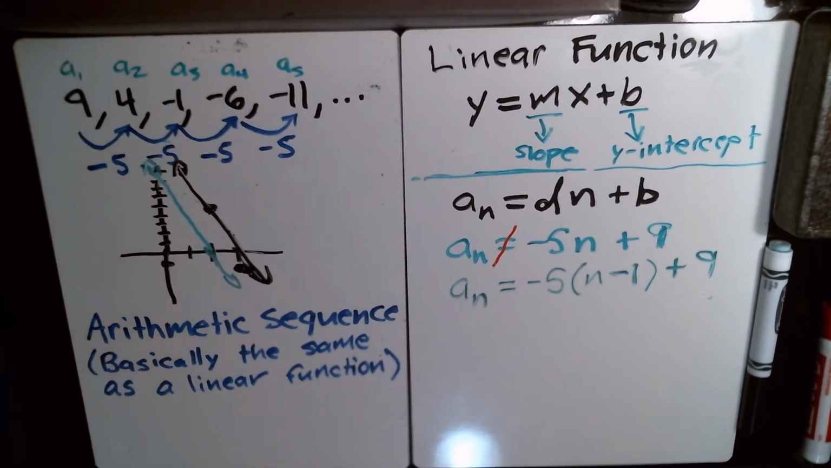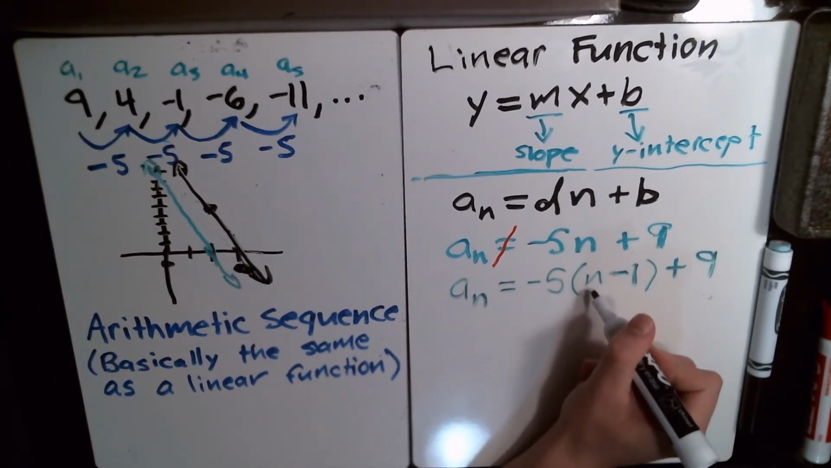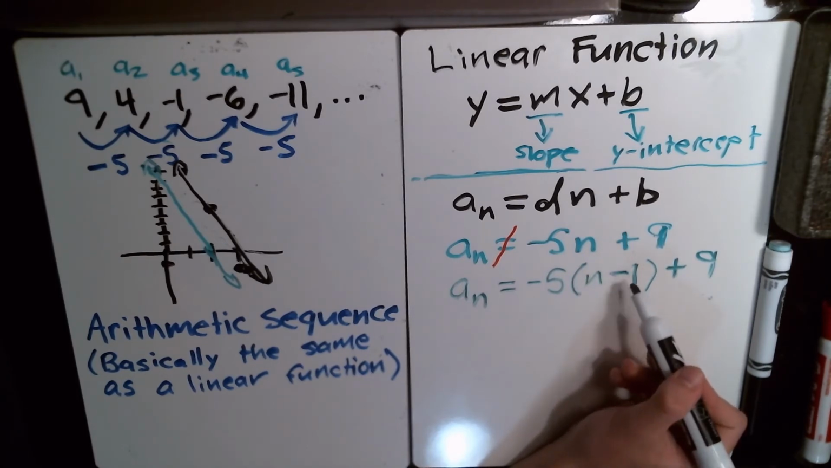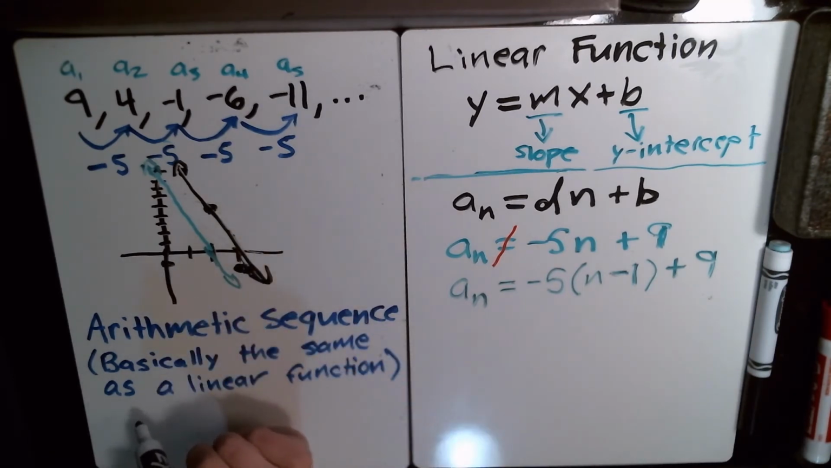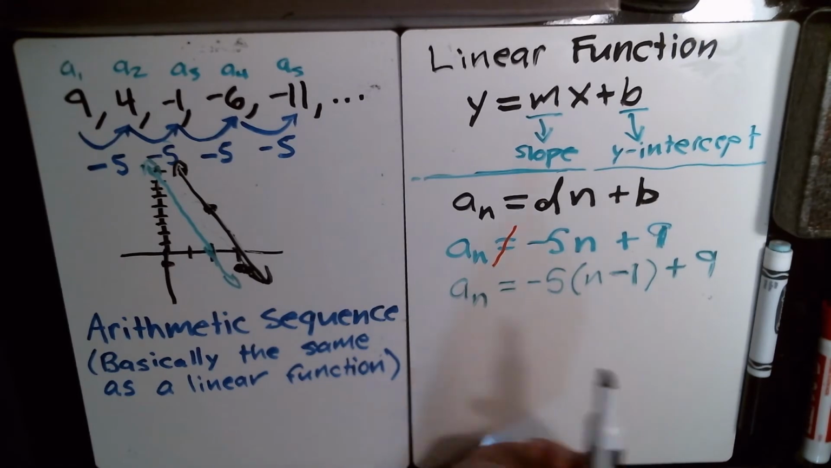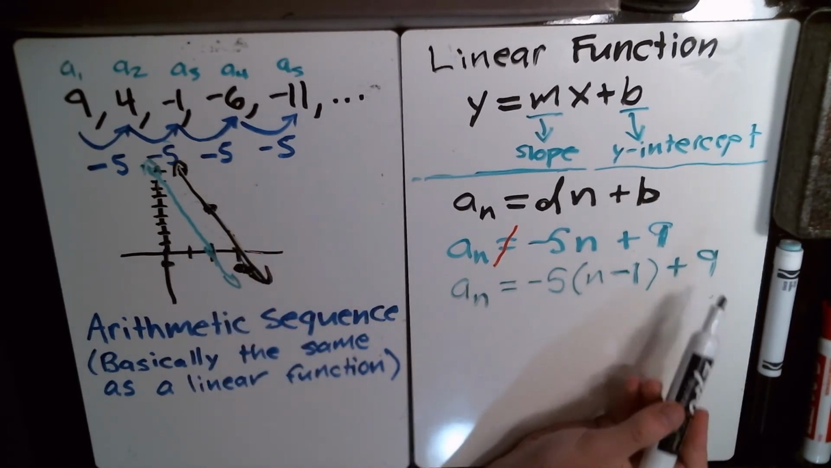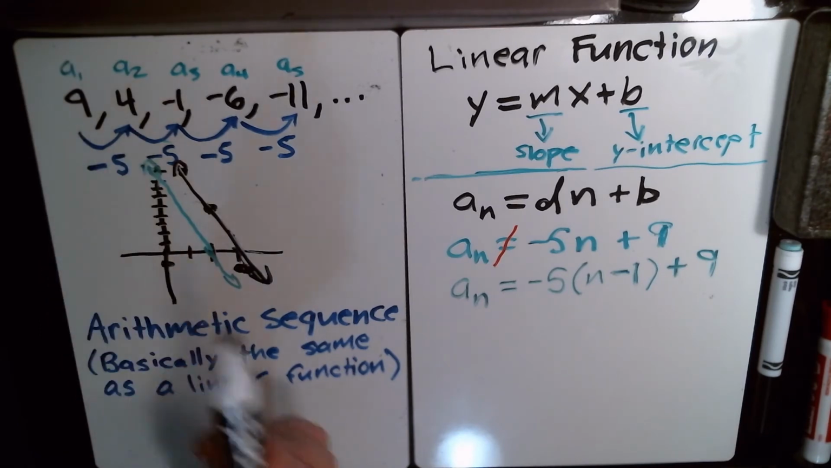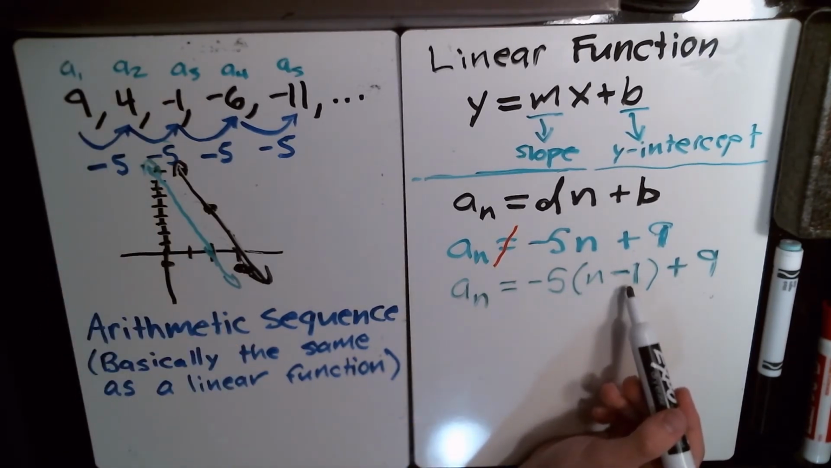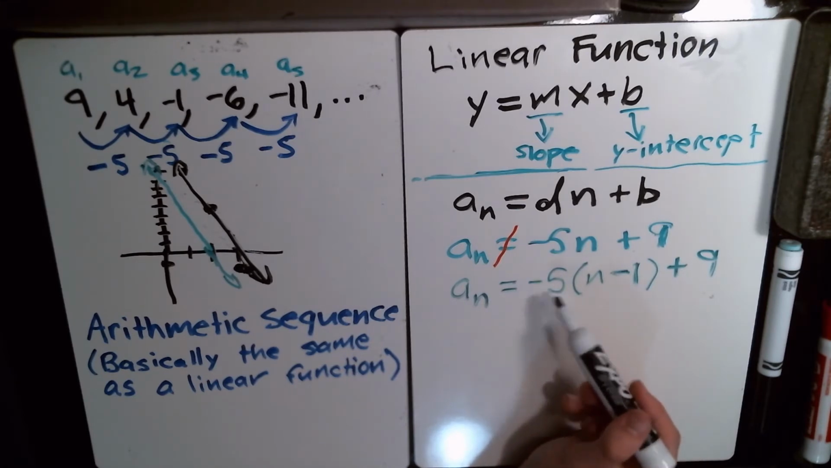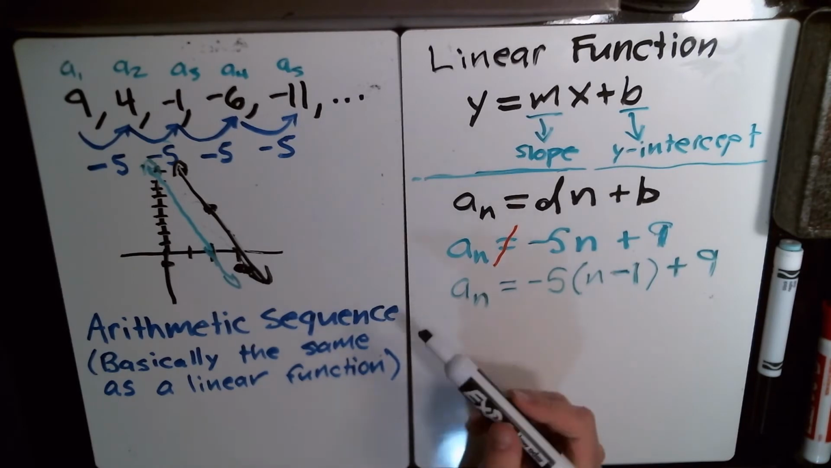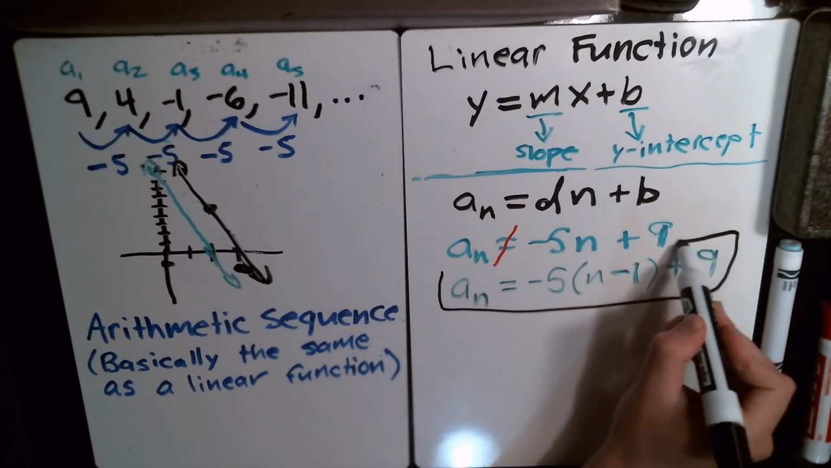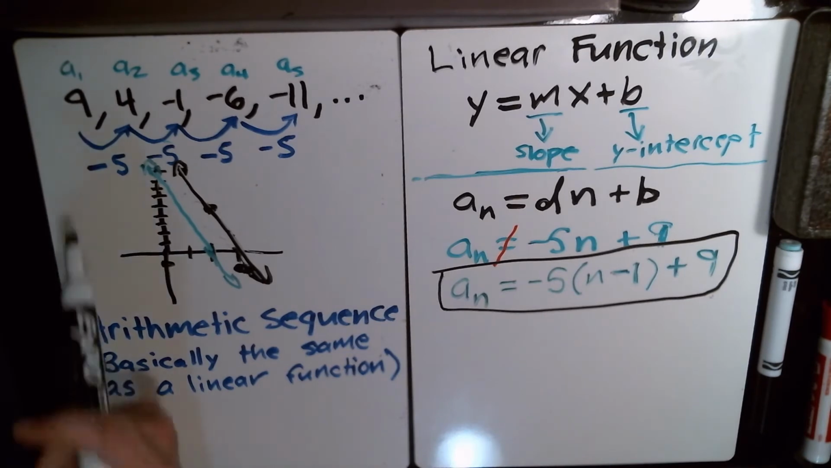What happens when I plug in n equals 1 into here? Well, I get 1 minus 1 is 0 times -5 is 0 plus 9. So at 1, when I plug in 1 for this n, I get 9, just like we wanted. If I plug in 2, I get 2 minus 1 is 1 times -5 is -5 plus 9 is 4. Okay, which is what I wanted to have happen. So this equation here, this a n, is the equation for this sequence.